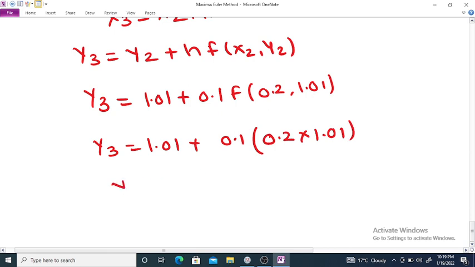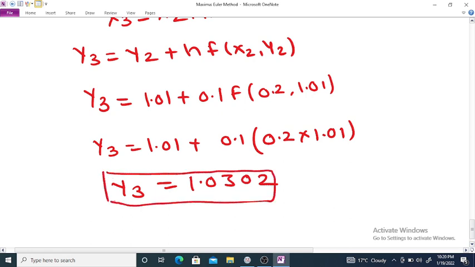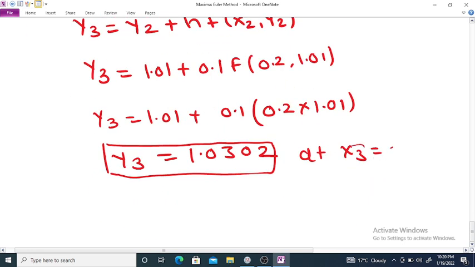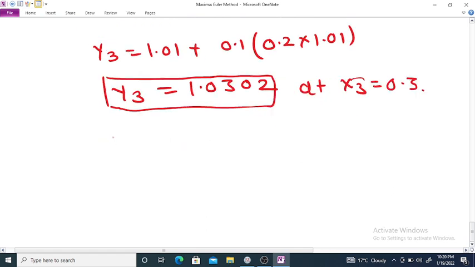So if we simplify this, y3 is equal to 1.0302. This is the value of y3 at x3, where x3 is equal to 0.3. So y of 0.3 is equal to 1.0302.